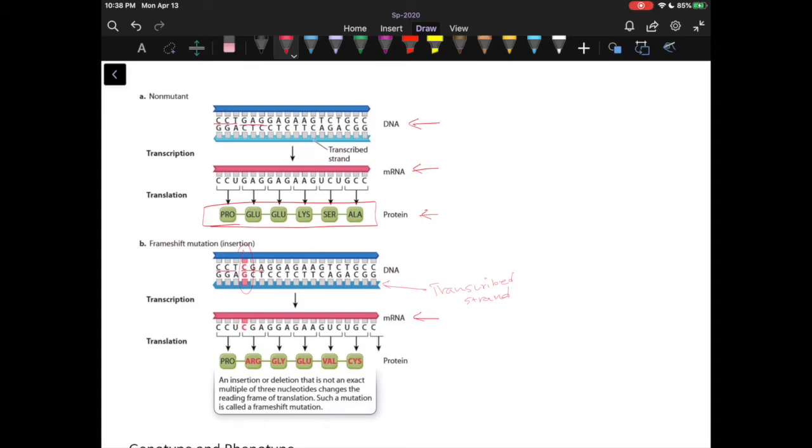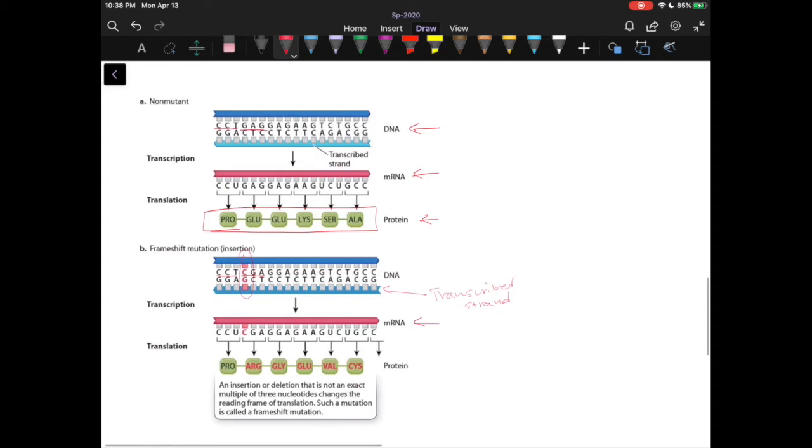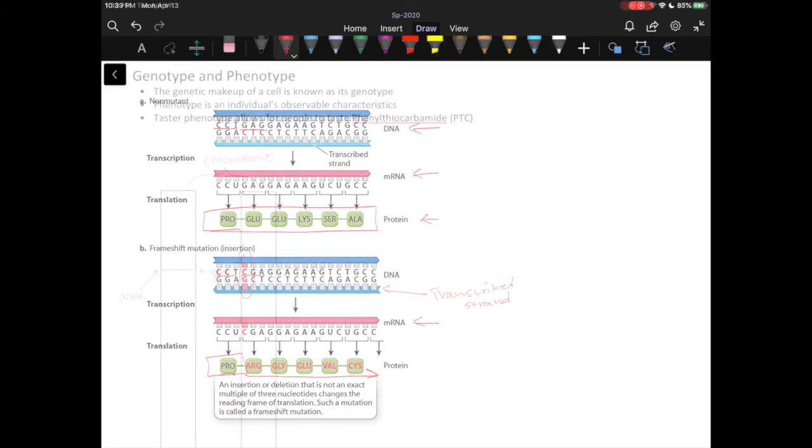But since we have that insertion, our reading frame is going to shift, like I mentioned before, because it's not adding in pairs of 3. So we're going to have, after our first amino acid, everything else coming after it is going to be different than what we had for our non-mutant strand.